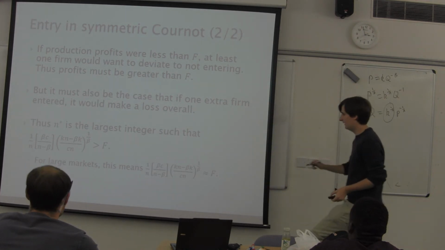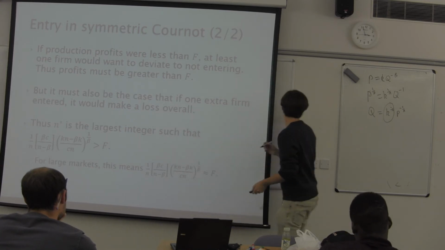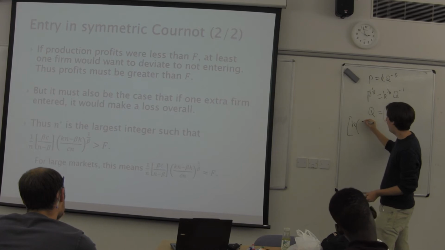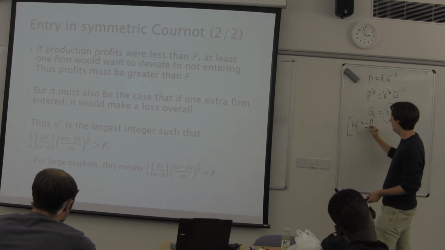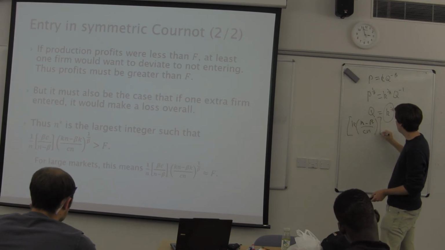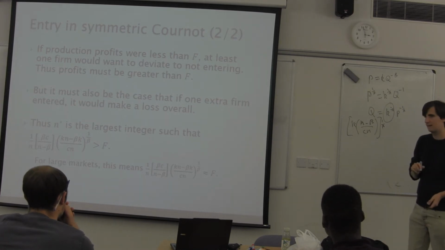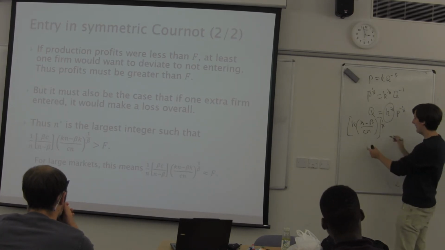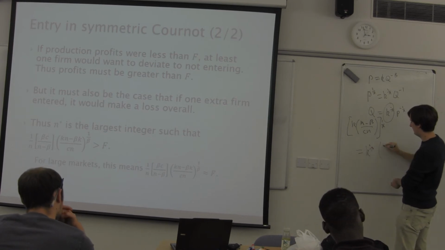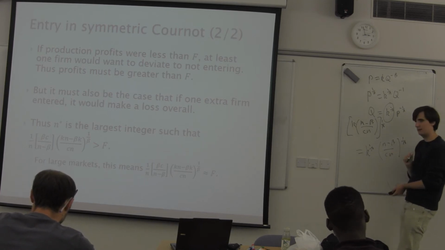So let's just look at this thing here. What is that? Well, it's K times n to the minus beta over Cn, and that's an n to the minus beta over Cn, all to a power of 1 over beta. So that's equal to K to the power of 1 over beta times n to the minus beta over Cn, all to 1 over beta.